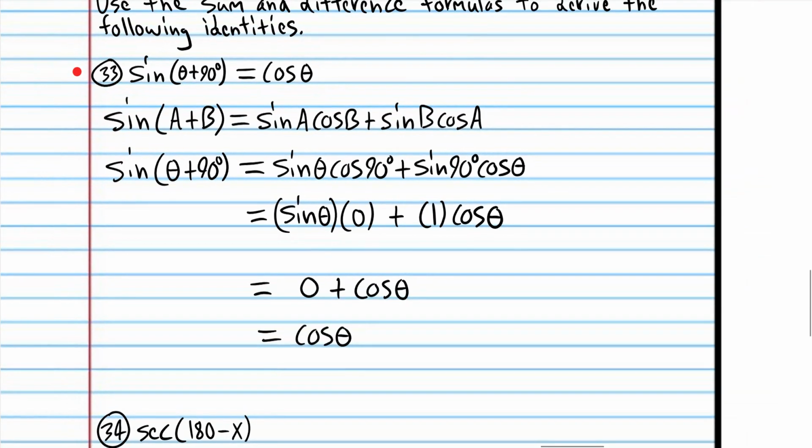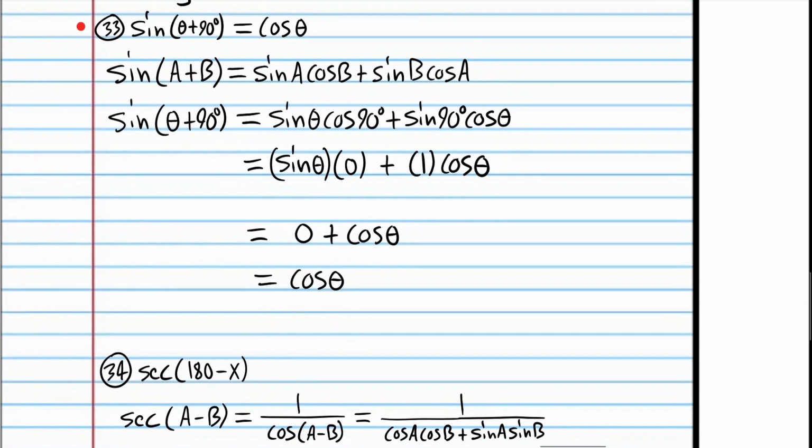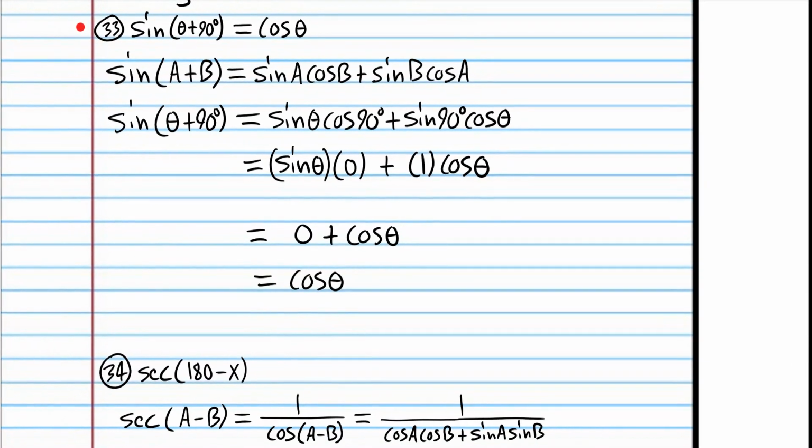If you need to know what sine of theta plus 90 degrees is, you can use this formula and that'll tell you. And the same is true for every single formula that we used. You can either use the sine of a sum of two angle measures, the sine of the difference of two angle measures, or the cosine of a sum or the cosine of a difference.